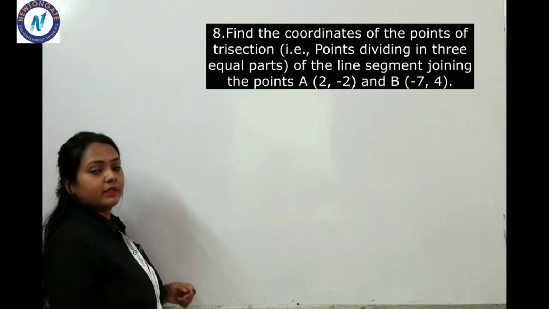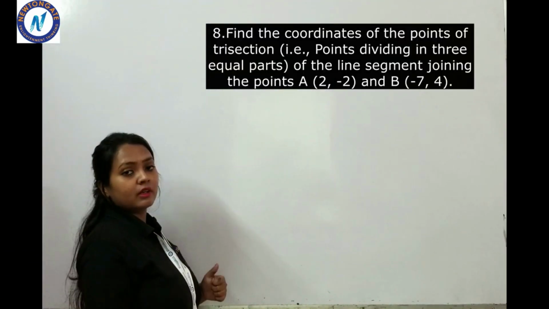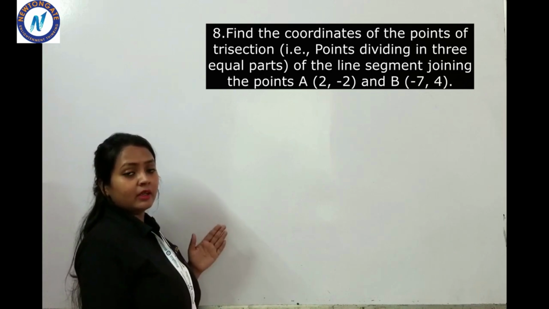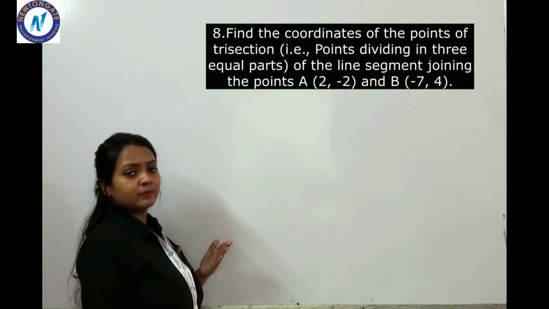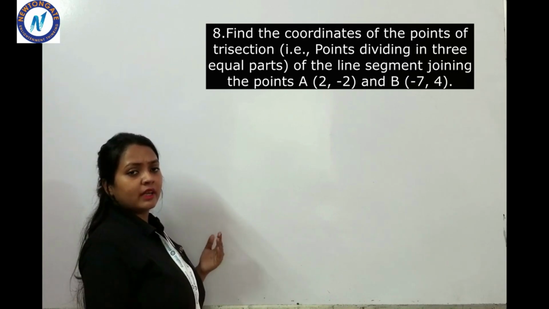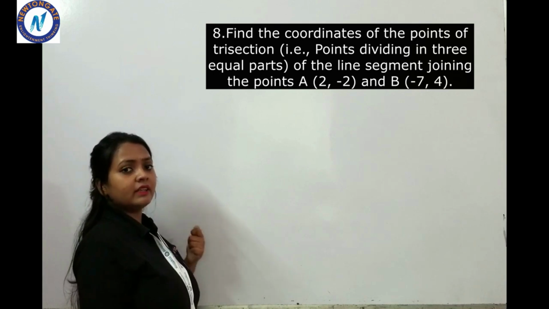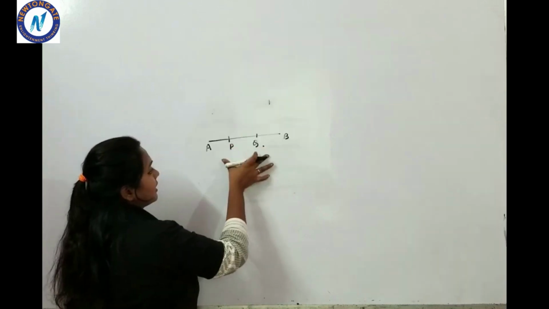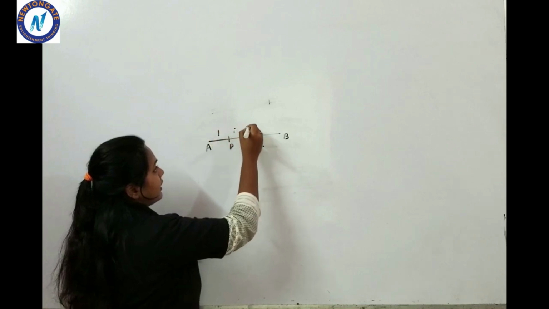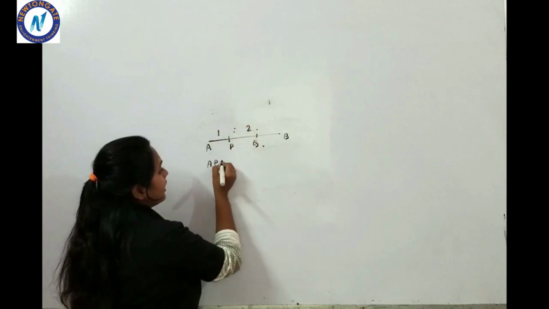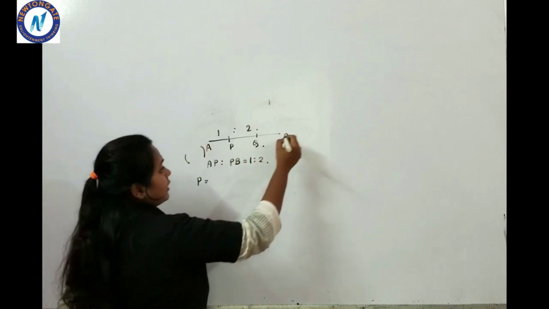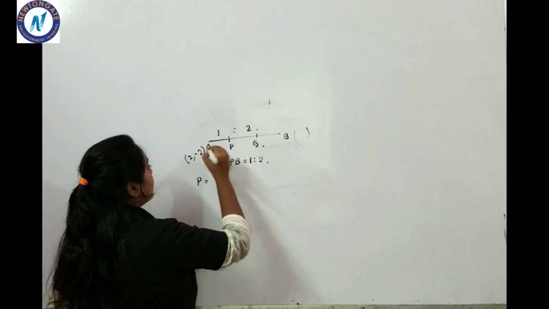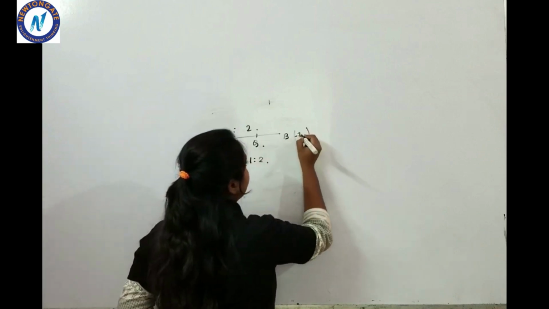Here is the question number 8. In this we will find the coordinates of the points that divide the line segment AB into 3 equal parts. That means we will find the coordinates of the points that trisect the line AB. Point P divides the line segment AB in 1:2. That means AP is to PB equals 1:2. Here the coordinate of A is (2, minus 2) and coordinate of B is (7, minus 4).